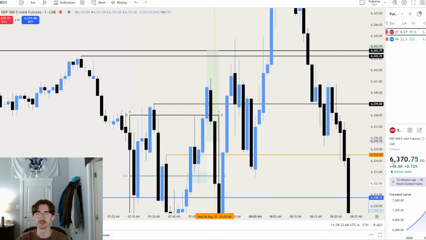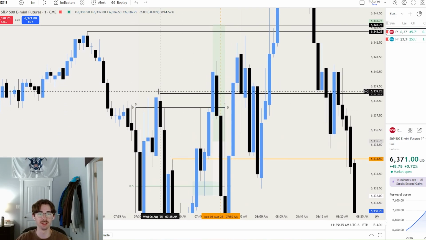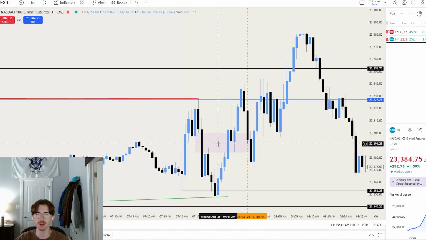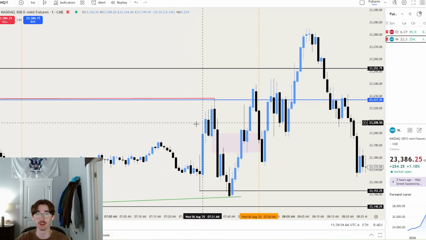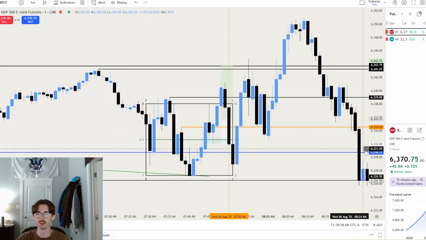I thought it was definitely going to hit, but we ended up actually taking out this 5 minute high right here and manipulated off of that, which I didn't really think price was going to do, but it did. Yeah, so same thing on ES, right? Manipulated off of this high, came down. So it is what it is.